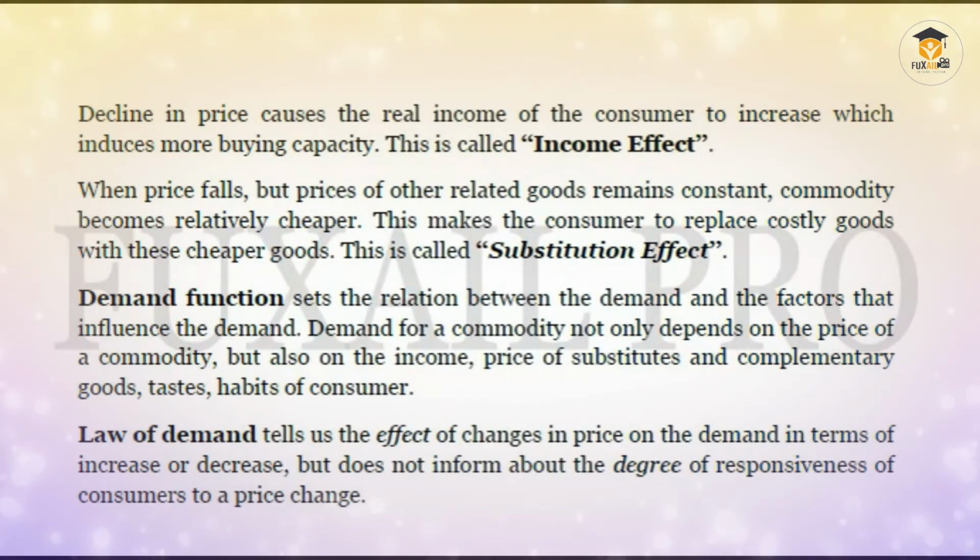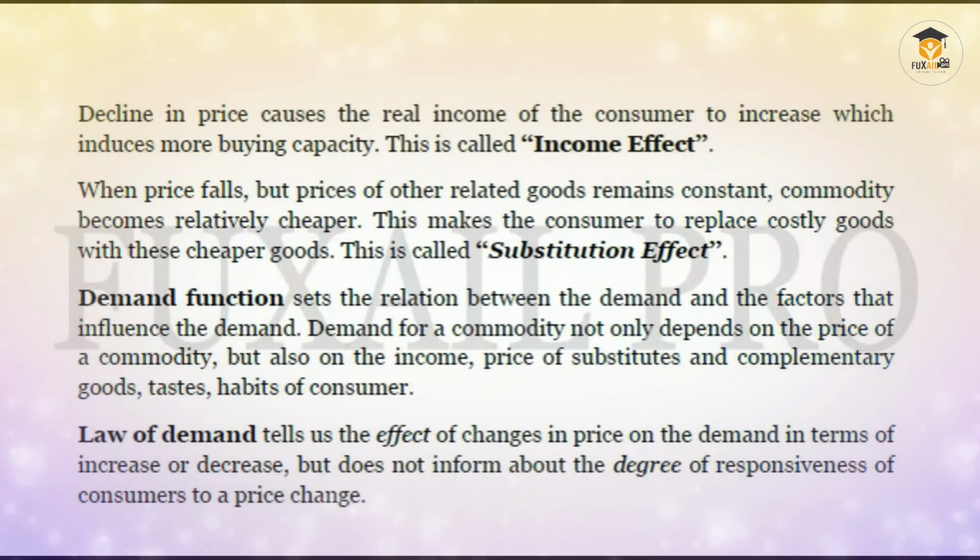Decline in price causes the real income of the consumer to increase, which induces more buying capacity. This is called income effect. When price falls, but prices of other related goods remain constant, the commodity becomes relatively cheaper. This makes the consumer replace costly goods with these cheaper goods. This is called substitution effect.